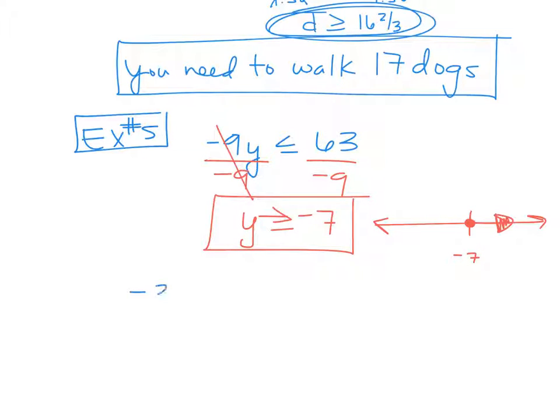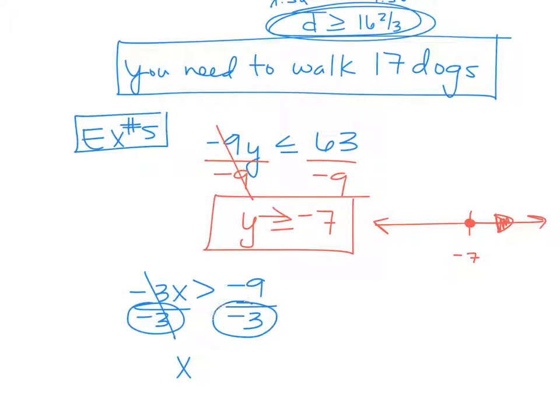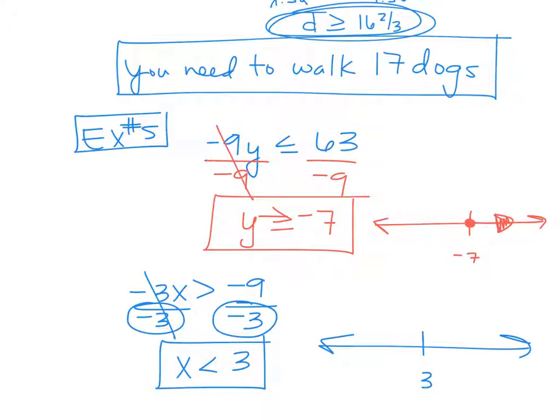All right, what about this one? Negative 3x is greater than negative 9. What do you do? Divide by -3. So those are gone. Do I flip it? Yes, because I divided both sides by a negative, so you flip it over. And what's negative 9 divided by negative 3? Positive 3. So x is less than 3. Here's your 3. Open or closed? Open. And less than goes to the left, so it would look like that.